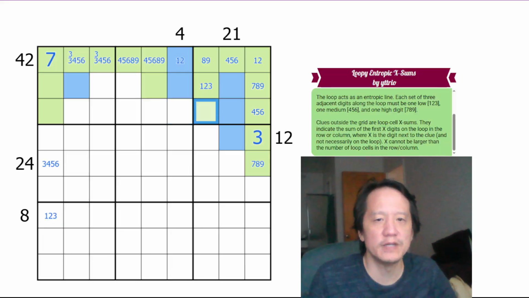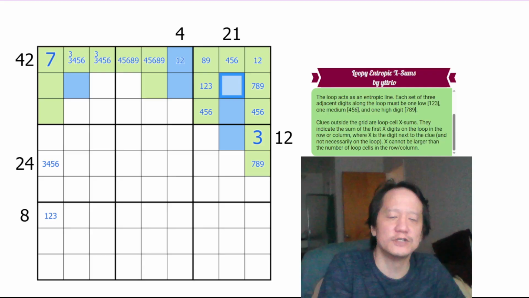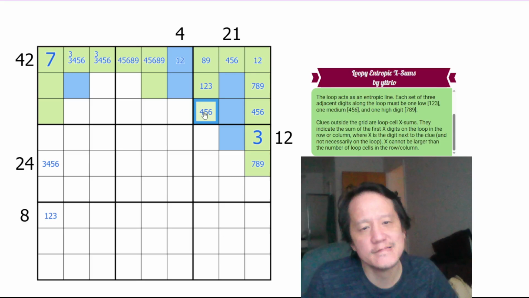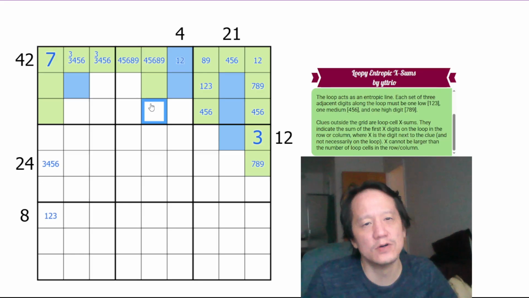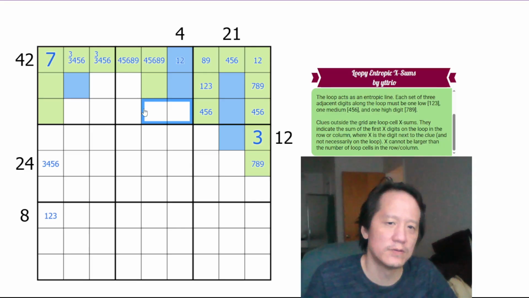So this is medium. That means the remaining digits are low or high. If this goes this way, this is high. If it connects here, then high, low, medium, high, low. So it cannot connect this way, right? We know this is medium.